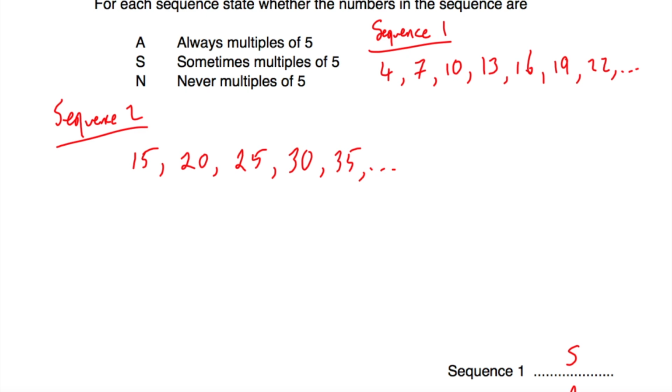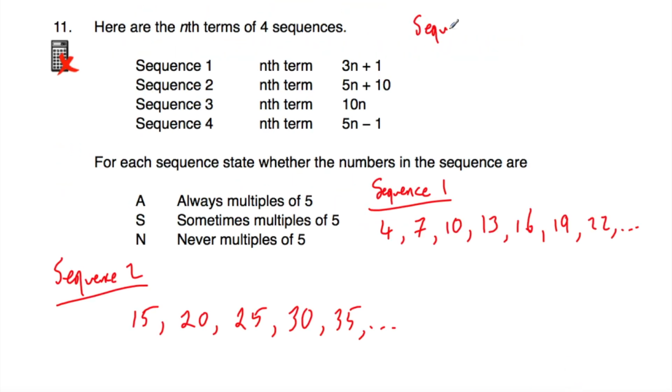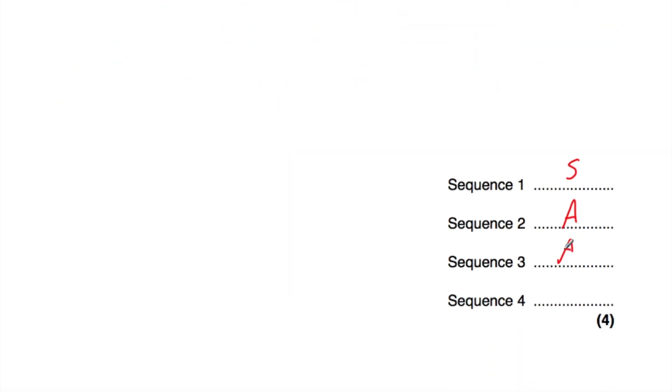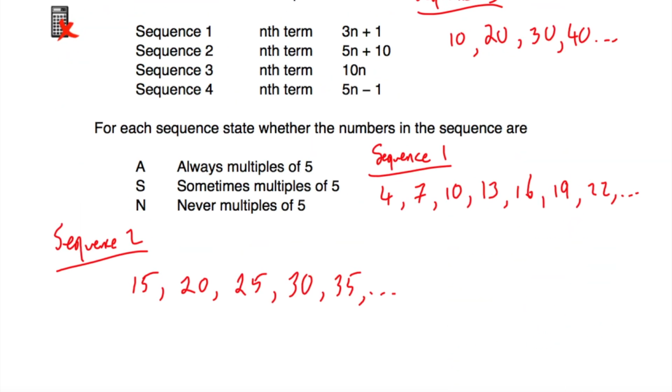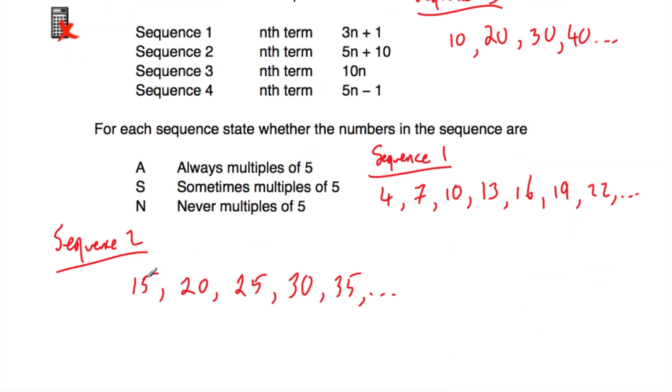Okay, sequence 3. So sequence 3, I'm going to do it up here. The nth term is 10n. So 10 times 1 is 10. 10 times 2 is 20. 10 times 3 is 30 and 40 and so on. And in terms of these terms, we've got 10. That's a multiple of 5. 20 is a multiple of 5. 30 is a multiple of 5. 40 is a multiple of 5. All the terms in the sequence are always going to be multiples of 5. So again, that's going to be A as well. So that's an A for that sequence. So we've got sequence 1, sometimes multiples of 5. Sequence 2, always multiples of 5. Sequence 3, always multiples of 5.